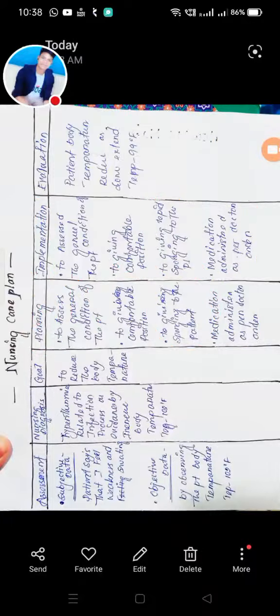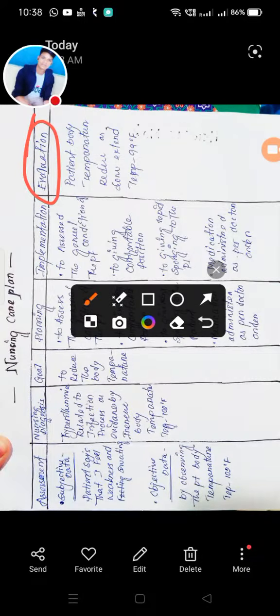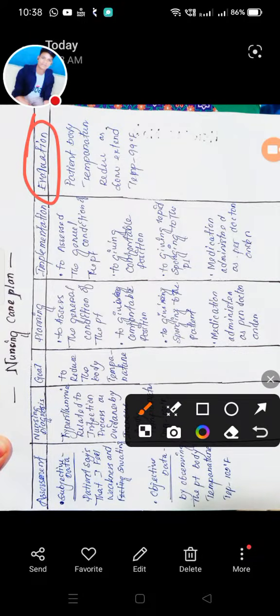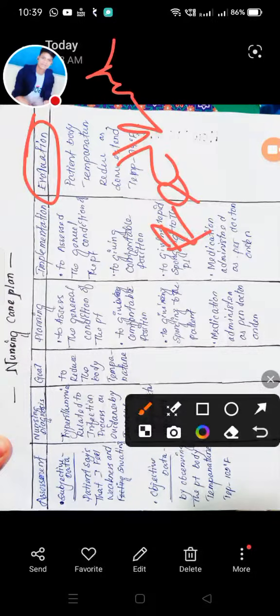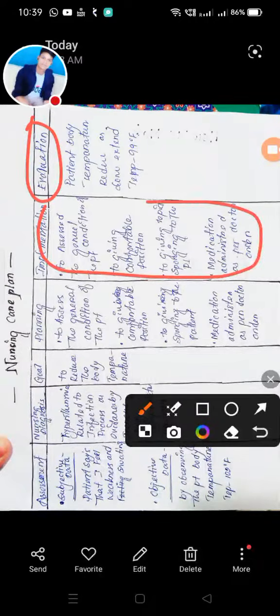This is the last stage of the nursing care plan. This is called evaluation. Evaluation means after giving all the care, after you have applied to the patient what you planned, the last step is also called feedback. After giving all that care to the patient, what is the patient's condition now? That is called evaluation.